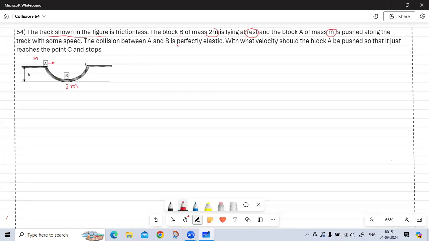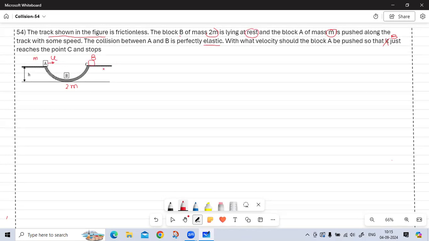The collision between A and B is perfectly elastic. What velocity should the block A be pushed with? That means what should be the value of this velocity, they say this velocity u. What should be the value of u so that block B just reaches the point C? So B just comes here.